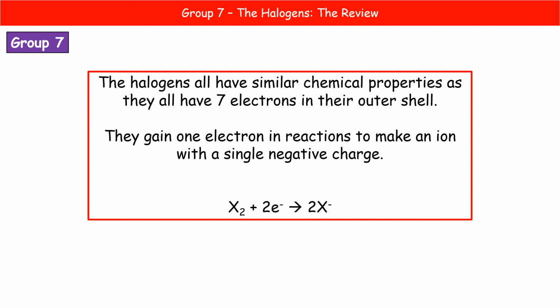In the case of group 7, that means they have 7 electrons, and they will therefore need to gain 1 electron in a reaction to make an ion with a single negative charge. And you can see the formula for that just at the bottom there.